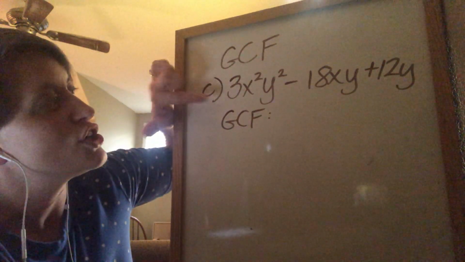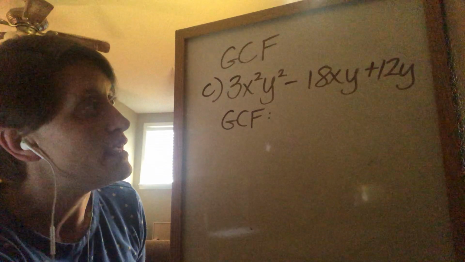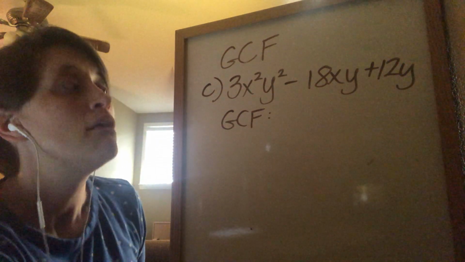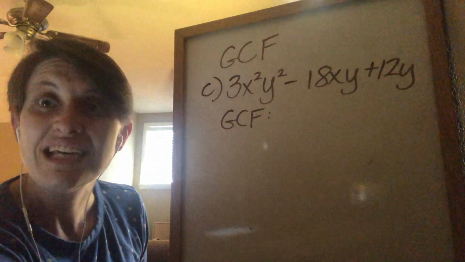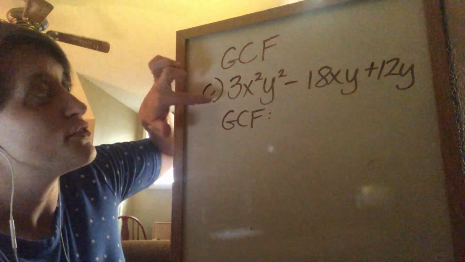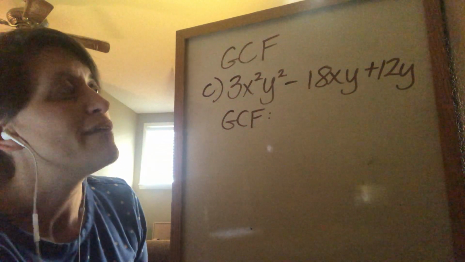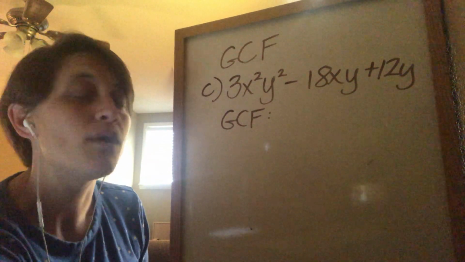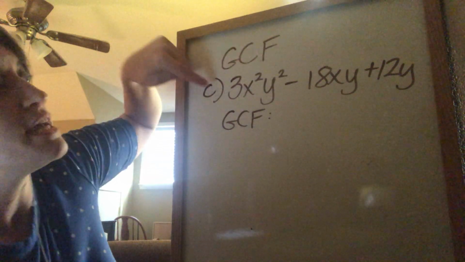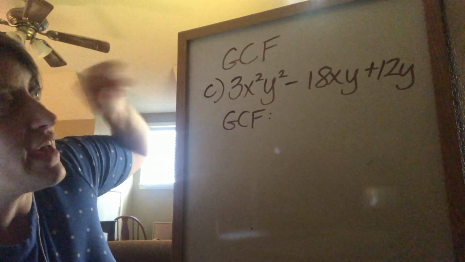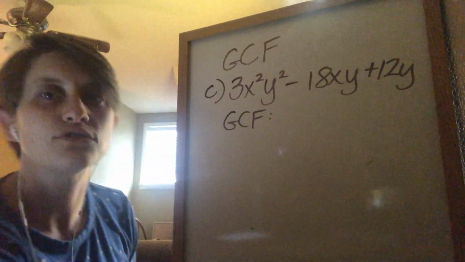So if we look at this first term, it contains a factor of 3, 2 factors of x, and 2 factors of y. Next term, we have an 18. So there's still a factor of 3 in there. We can take a 3 out of 18 and still be left with something. We have 1 factor of x and 1 factor of y. So far, these two terms each contain a 3. They each contain at least 1 factor of x and each contain at least 1 factor of y.